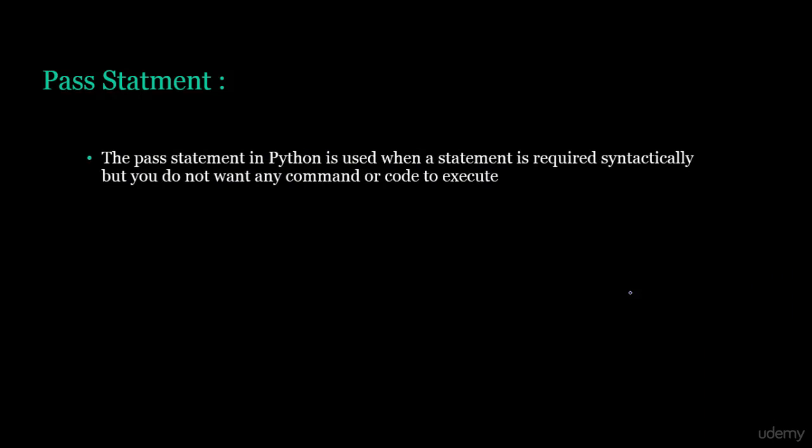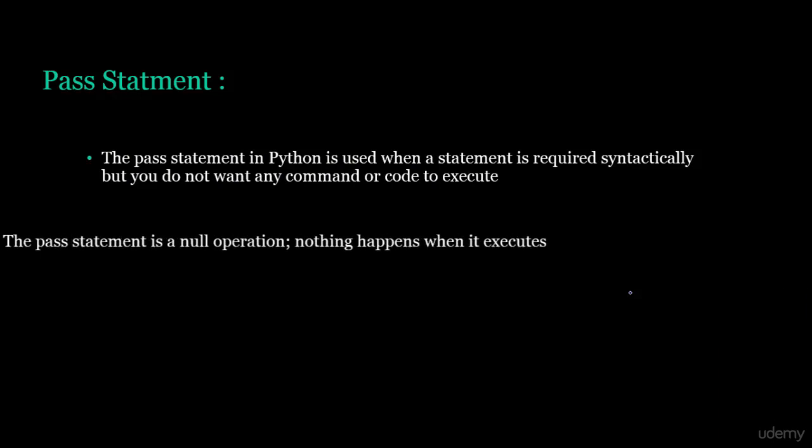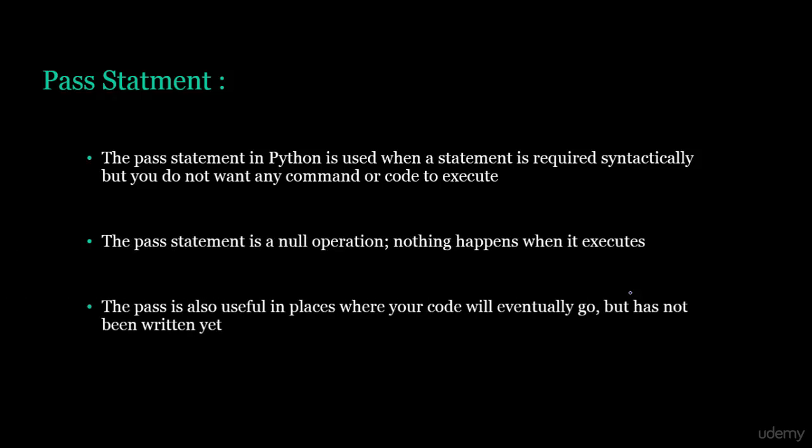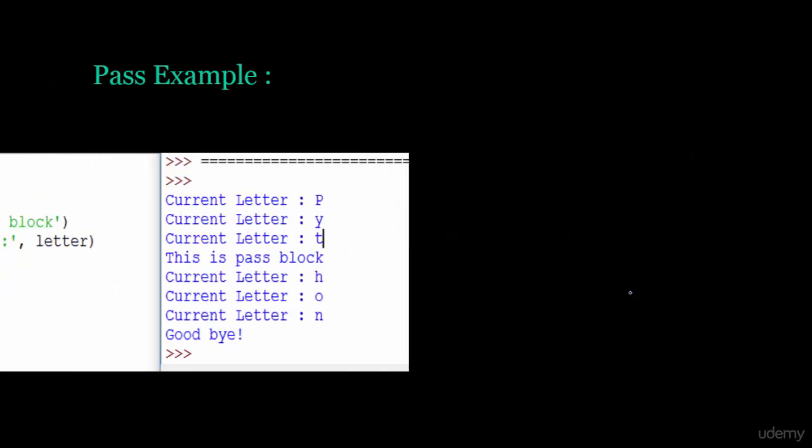The pass statement in Python is used when a statement is required syntactically, but you do not want any command or code to be executed, like indentation. The pass statement is a null operation; nothing happens when it is executed. The pass statement is also useful in places where your code will eventually go but has not been written yet. That's this example here.